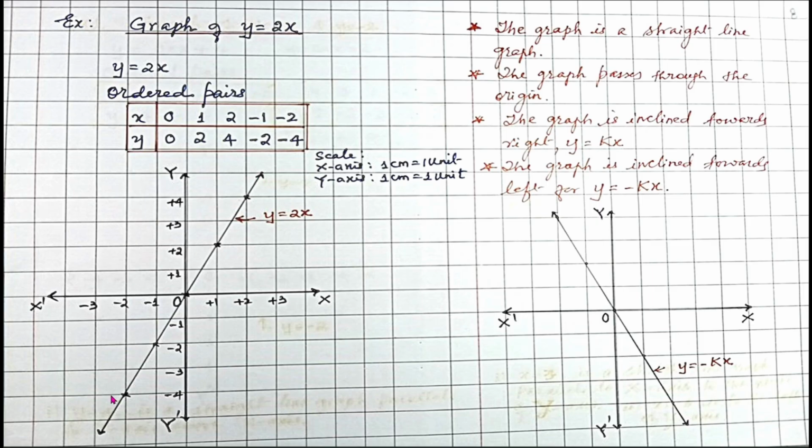Join the dots with a straight line. We have a straight line graph which passes through the origin. So please remember, any graph of the form y is equal to kx is a straight line graph which passes through the origin.